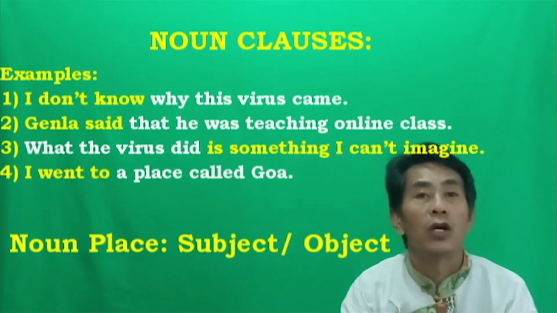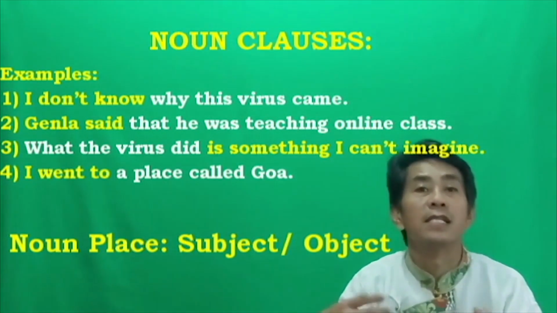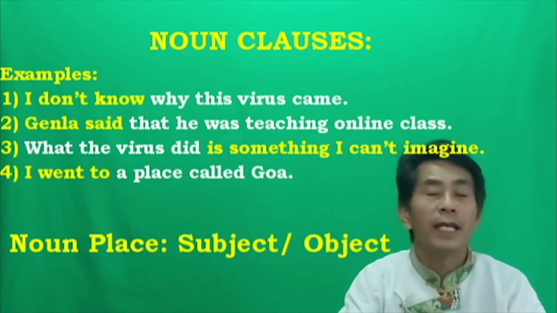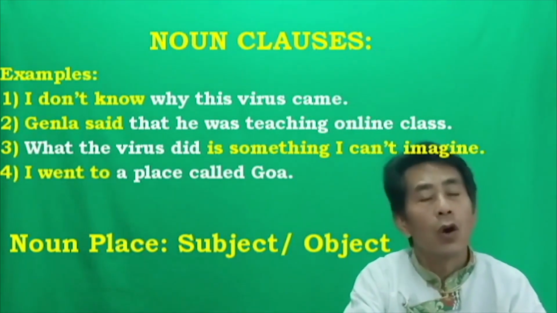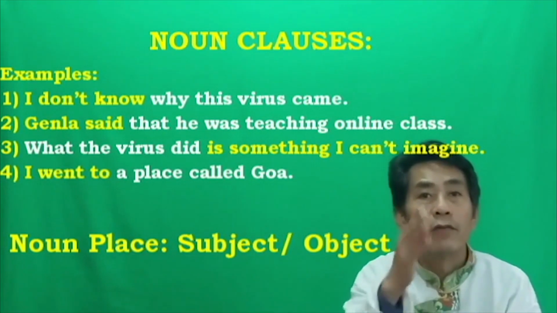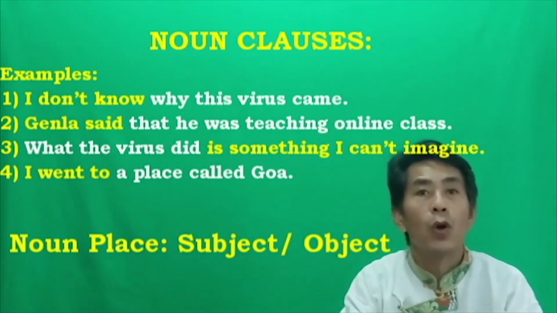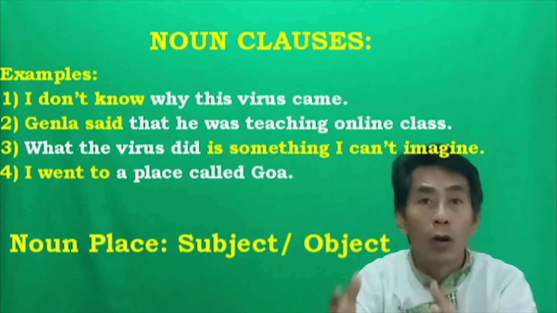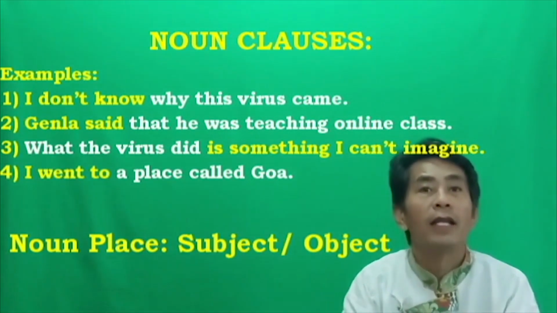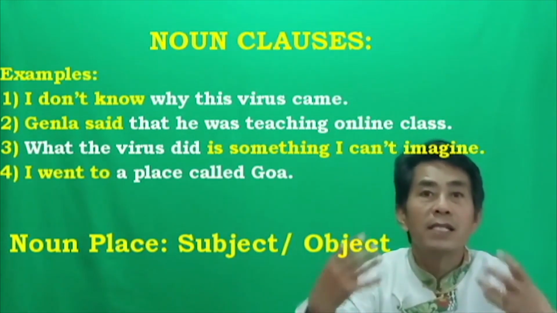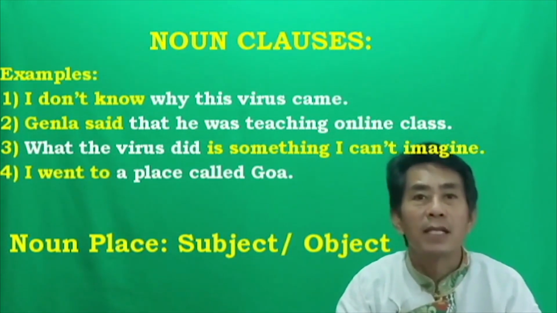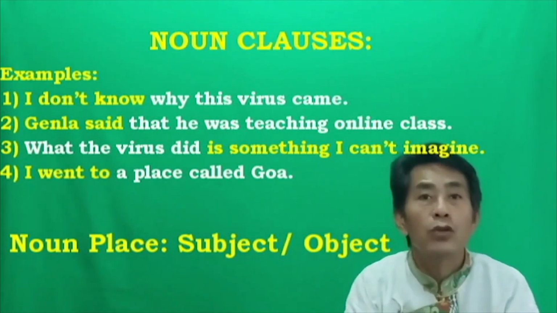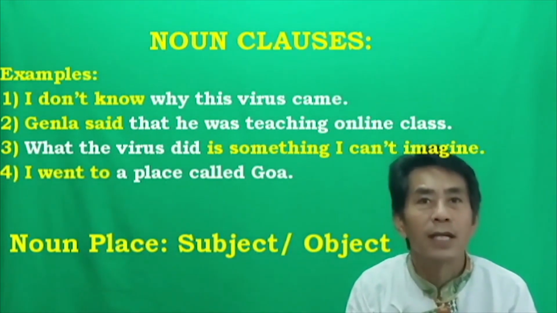Now this is a clause. And what type of clause is this? This is a noun clause. You got it? A noun clause comes either in the subject position or in the object position. If you look at the first sentence, "I don't know why this virus came," "why this virus came" is in the object place. And the next one, "What the virus did is something I can't imagine." Here "what the virus did" is in the subject position. So these are noun clauses. You got it?